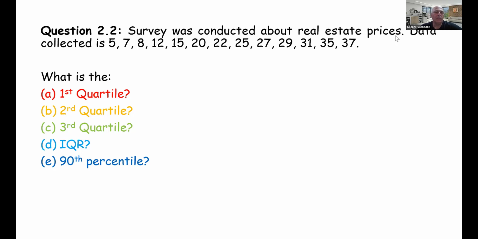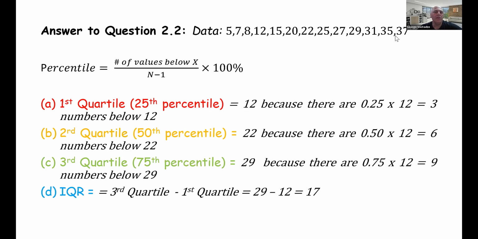Okay, so let's start with the meaning. What does finding the first quartile mean? The following formula, percentile equals number of values below x divided by n-1 times 100, basically describes how to calculate a percentile, where the first quartile counts as the 25th percentile, the second quartile has the meaning of the 50th percentile, the third quartile is the 75th percentile, and the interquartile range is the difference between the third quartile and the first quartile.